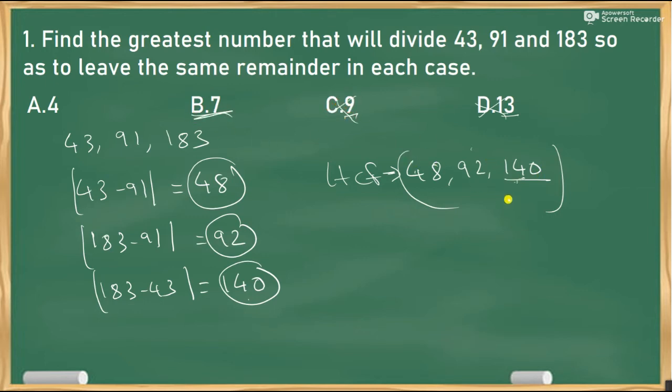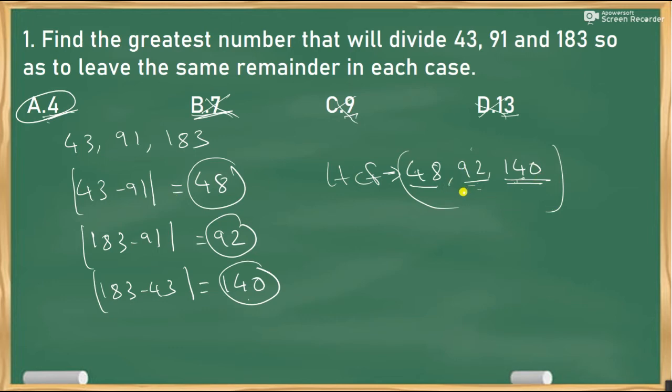Now coming to 7. 140 goes with 7, obviously, 7 times 20. But 92 doesn't divide by 7. So I'm left with 4, but it's better to check. 4 completely divides 48, looking at the last two digits. 92 is also completely divided by 4, and 140 also goes with 4. So my answer is 4.